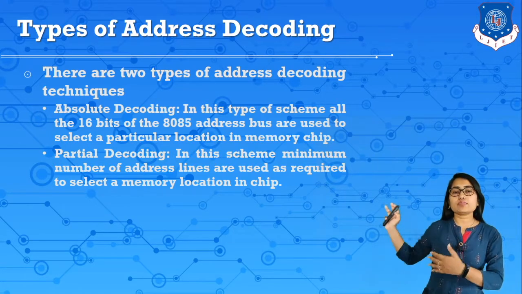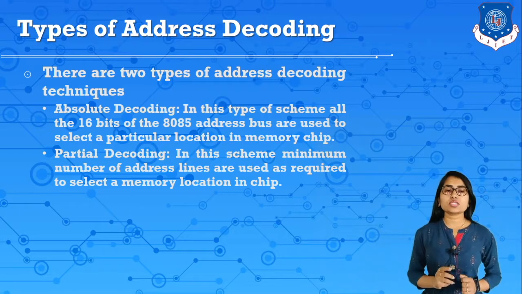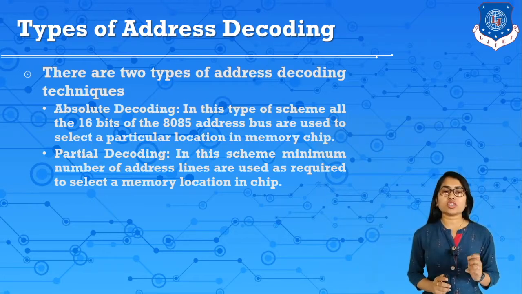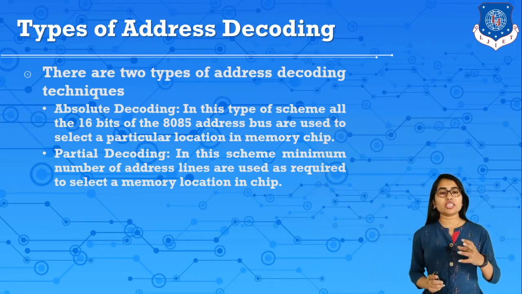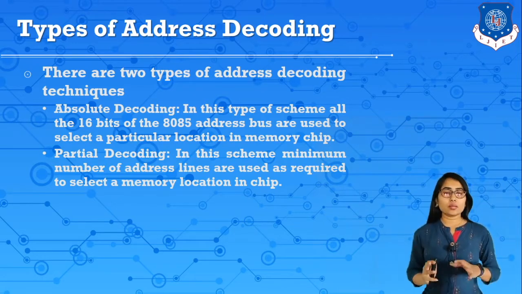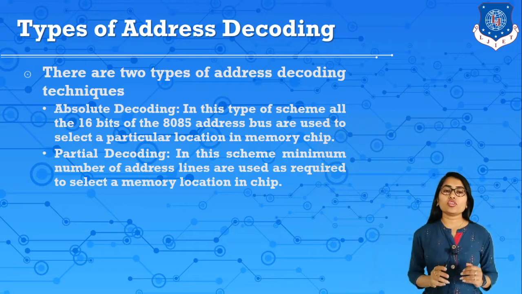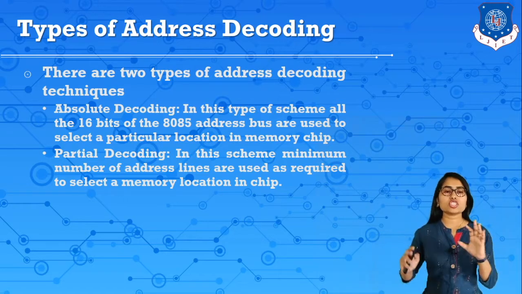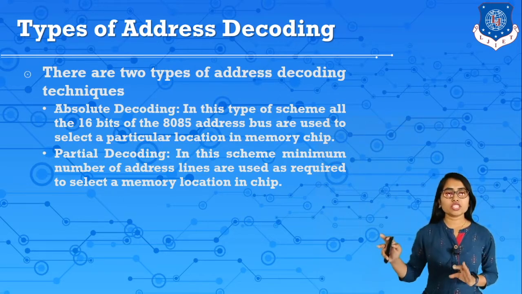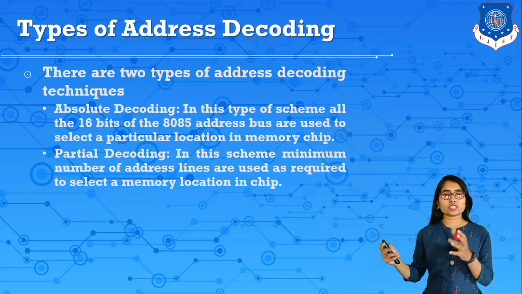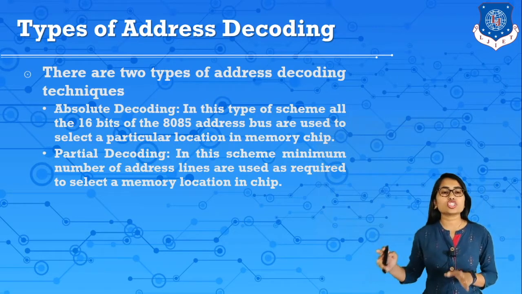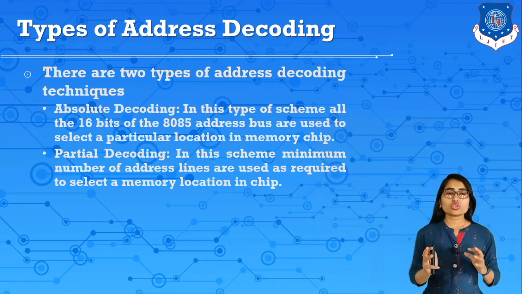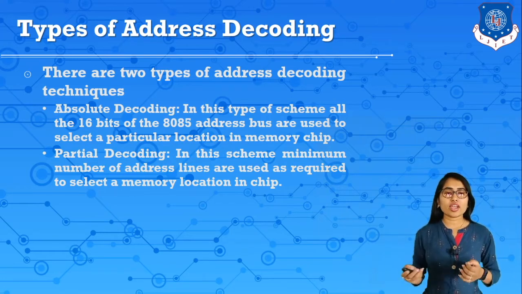First is absolute decoding. In this type of scheme, all the 16 bits of the 8085 address bus are used to select a particular location in a memory chip. Second is partial decoding. This means in this scheme the minimum number of address lines required to select a memory location in a chip are used. So if all the lines of the processor are used for address purposes, it is absolute decoding, and if some lines are used for chip select logic, it is partial decoding. So these are the various types of address decoding circuit.